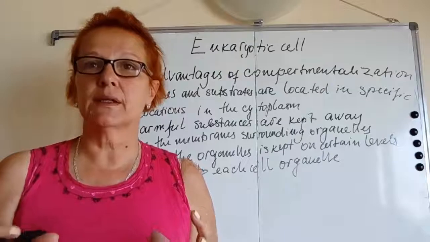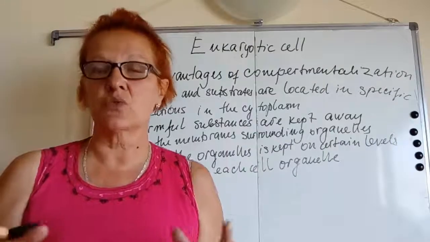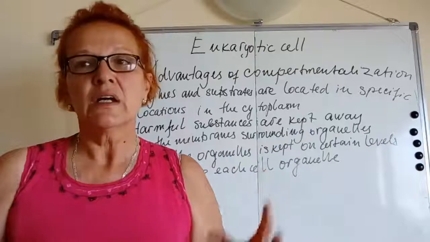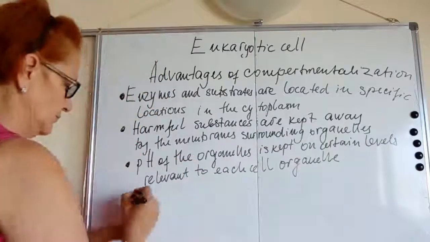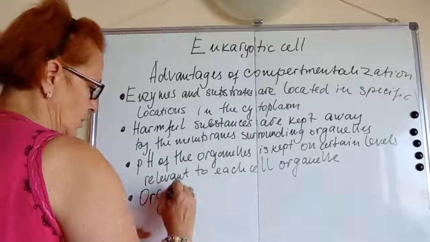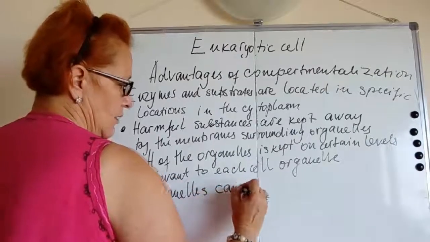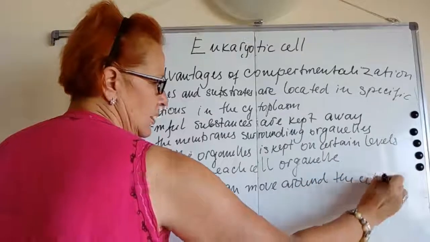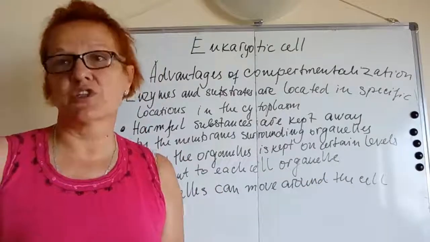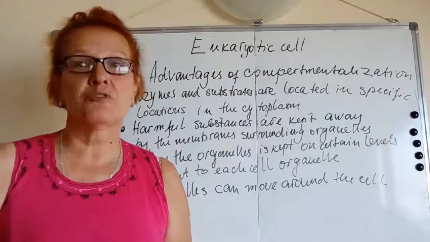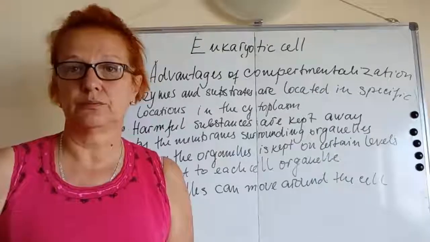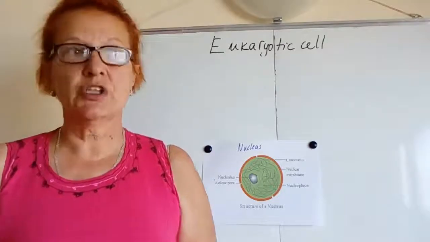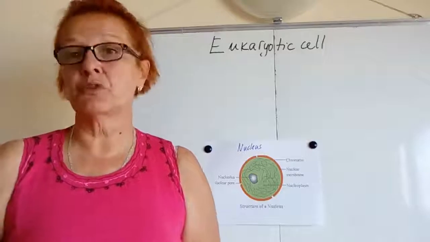And the last advantage is, there are many advantages, but the last main advantage is that organelles with their content can move around within the cell without harming the cell. Organelles can move around the cell. They just float in the cytoplasm of the cell, and that doesn't make the function of the cell harmed. Each cell organelle has a specific function, and the cell cannot survive without it.